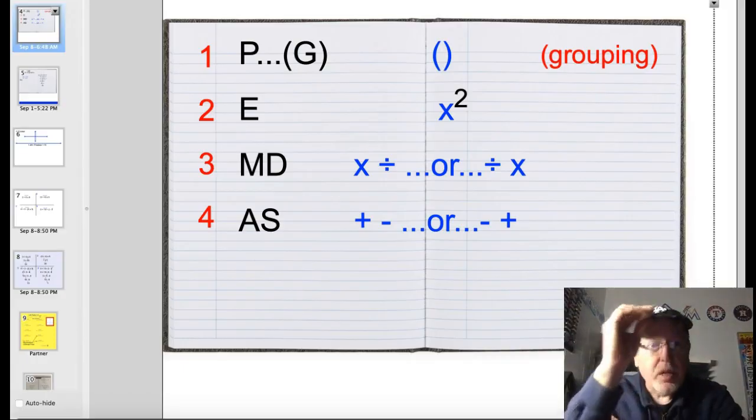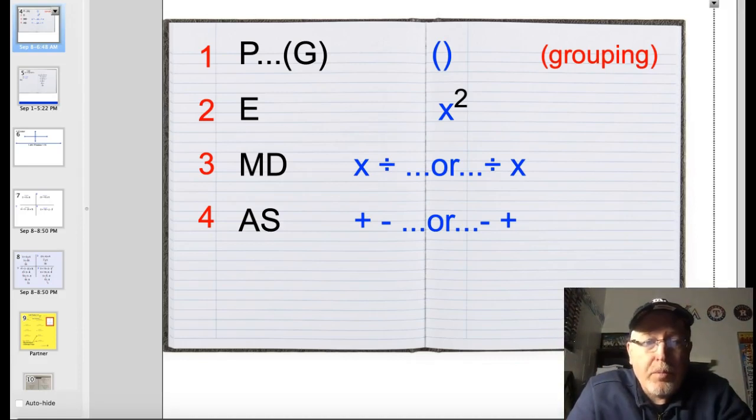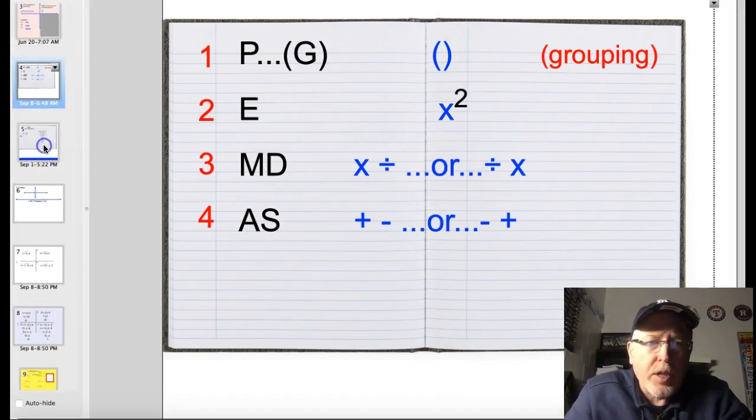Hey, Valley Middle. Before we get started with our practice problems, let's quickly review what PEMDAS or GEMDAS stands for. First of all, we have to do parentheses, and then the exponents, and then multiplication or division, just like a buffet line, whichever comes first. First come, first serve. And the same thing with addition and subtraction. Let's take a look at how that looks in a problem.